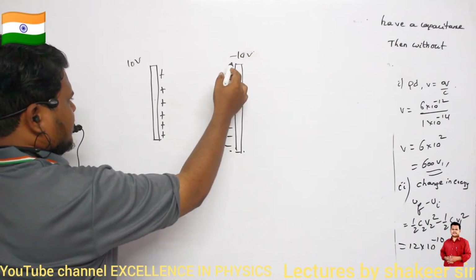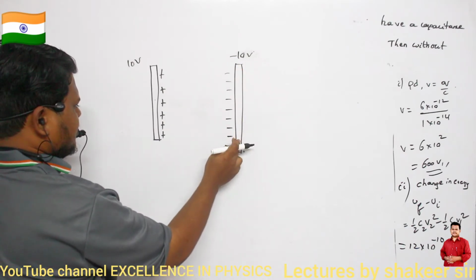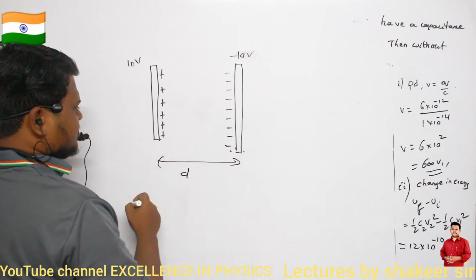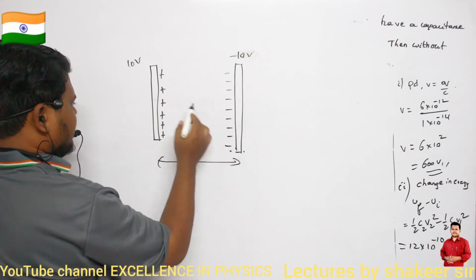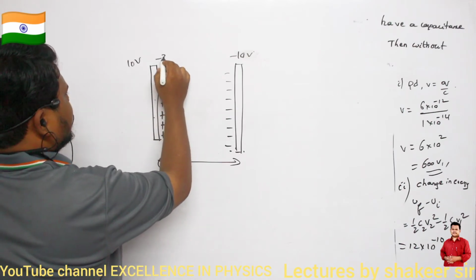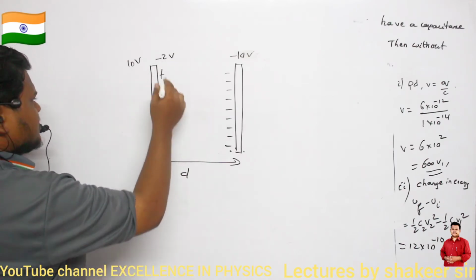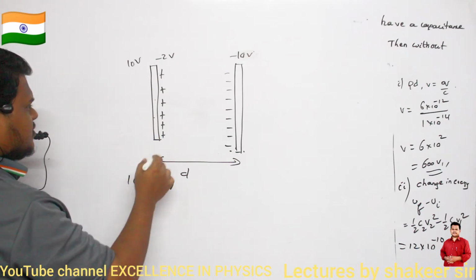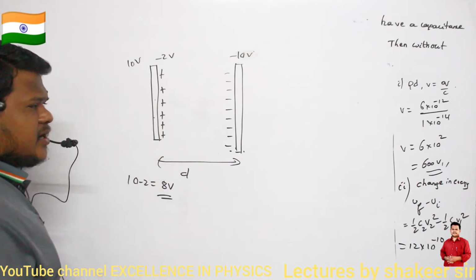But what is the effect of the potential due to this negative plate on this one? Initially they are separated by this much distance. So because of this negative plate, here I will have a potential of minus 2 volts. Then what is the total potential? 10 minus 2 is equal to 8 volts. So the total potential has become only 8 volts.